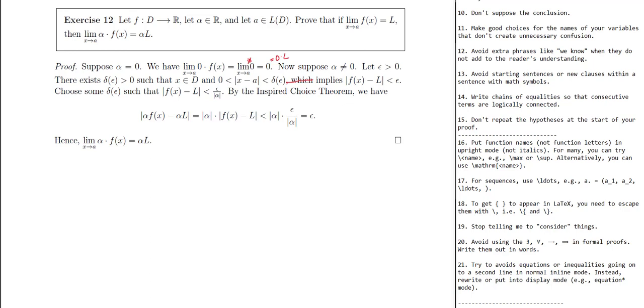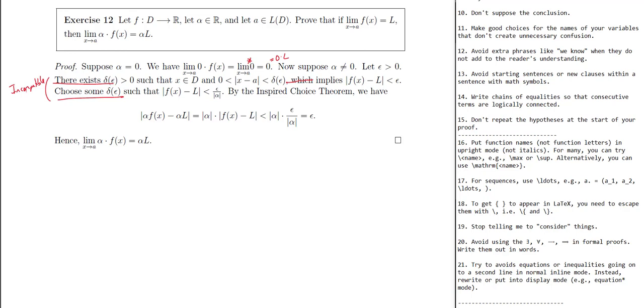Fine. Choose some, so you're saying in this second line that there exists a delta. Okay, so it's there. That's it. It's been chosen, right? There's this delta. And now you're saying choose some delta. Okay, so we can't have both of these. These are incompatible. And you're saying such that f of x minus L is less than epsilon over the absolute value of alpha.